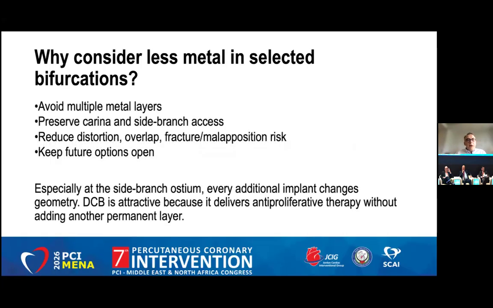So why consider less metal in selected bifurcations? I think we could avoid multiple metal layers. We can preserve carina and side branch access. Or we can reduce the distortion, overlap, fracture, and malapposition risk, and keep future options open. Especially at the side branch ostium, every additional implant changes geometry. DCB is attractive because it delivers antiproliferative therapy without adding another permanent layer.